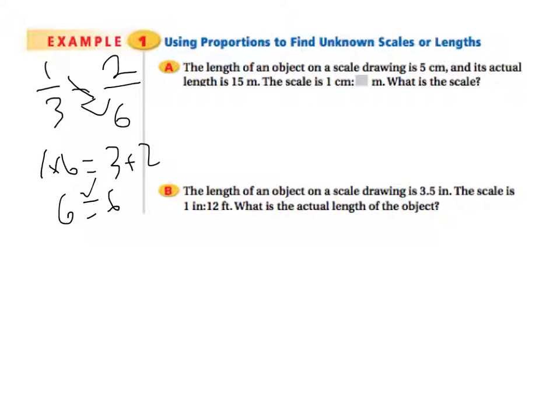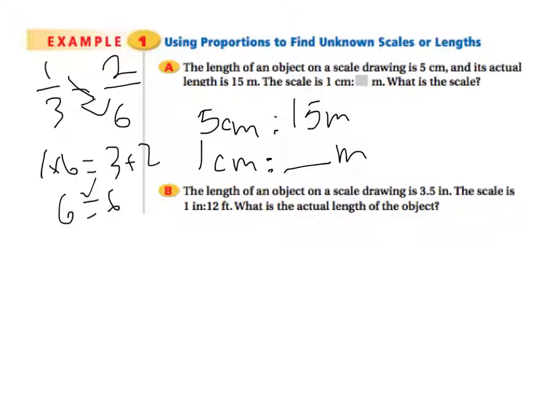So let's read example A. Example A says the length of an object on a scale drawing is 5 centimeters, and its actual length is 15 meters. The scale is 1 centimeter to blank meters. What is the scale? So we have an object and the scale is 5 centimeters to 15 meters. We also know that the scale is 1 centimeter to blank amount of meters.